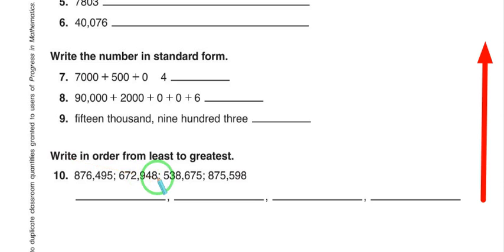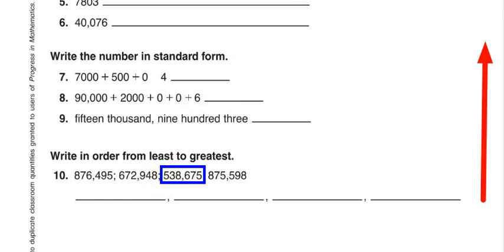Now let's start comparing the digits themselves. The first number we have 800,000, then we have 7 ten thousands. Now we have 6, 5, another 6, another 8. So it's so clear that the least is this number. Okay, so this number is the least.